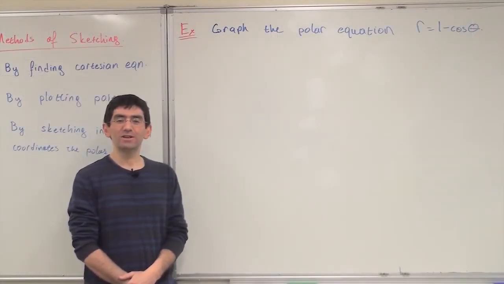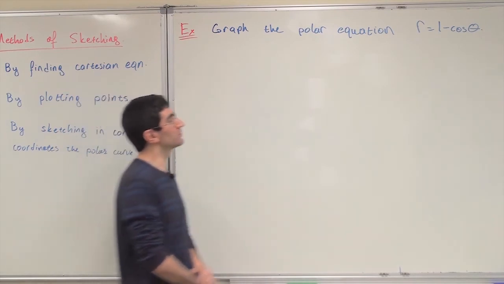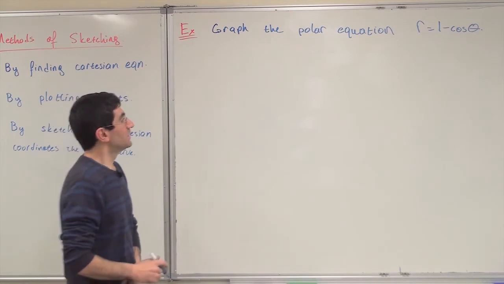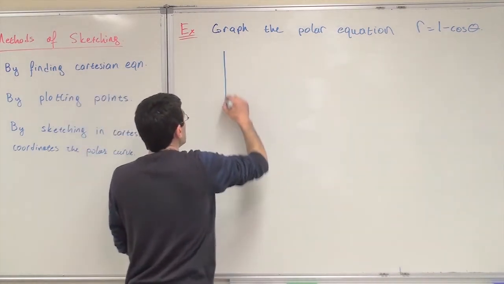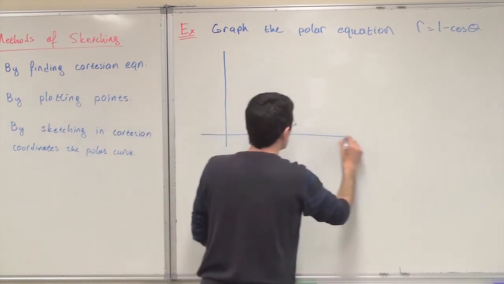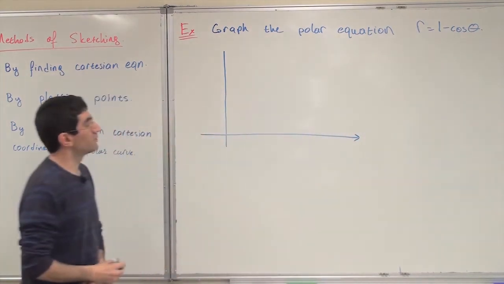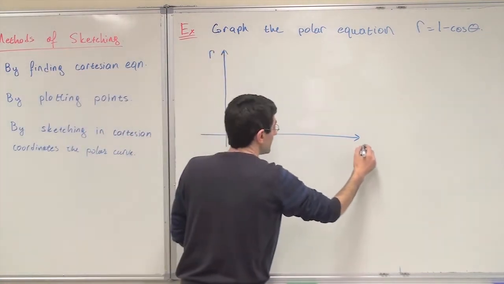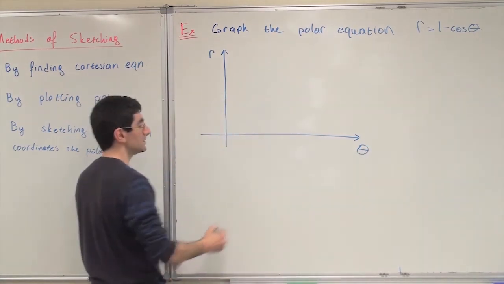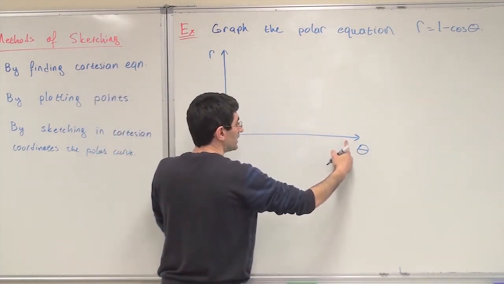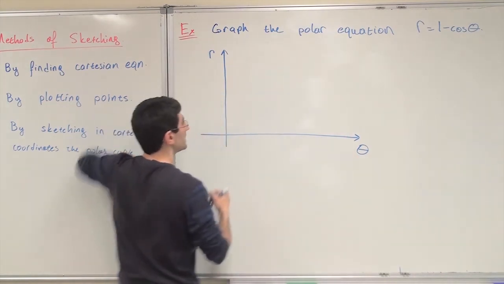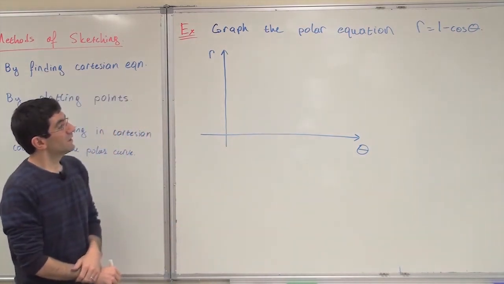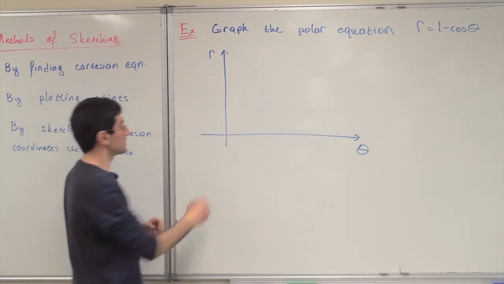To illustrate the third and the last method of sketching, we are going to look at the polar equation r equals 1 minus cosine theta. So, in this method, we need to sketch the polar equation in Cartesian coordinate system. So I have here 2 axes. The horizontal one is theta and the vertical one is r. In this coordinate system, I sketch the curve of the equation r equals 1 minus cosine theta.